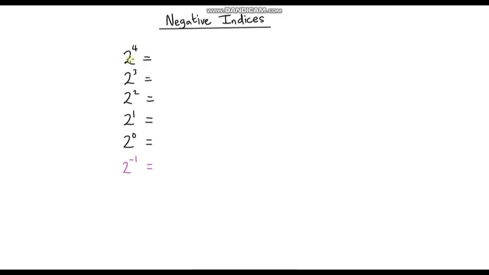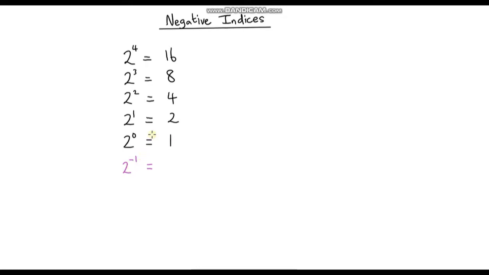So 2 to the power 4, we know that means 2 multiplied by itself 4 times. So 2 times 2 times 2 times 2, which is 16. 2 cubed, well that's going to be 2 times 2 times 2, which is 8. 2 squared, well, that is 4. 2 to the power 1 is 2. And in last week's video, I showed you that 2 to the power 0, and in fact anything to the power 0, is 1. Now, I want you to think about what 2 to the power minus 1 would be.